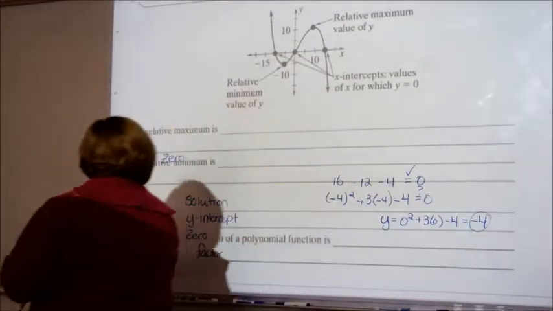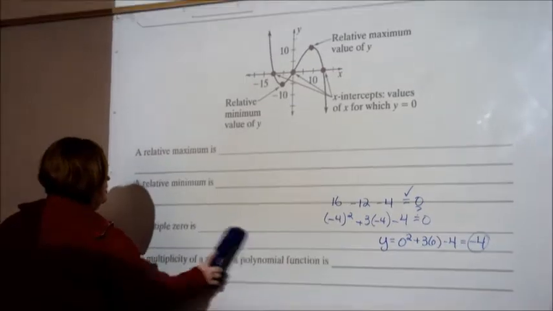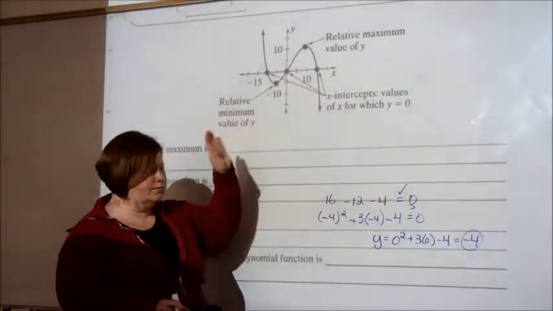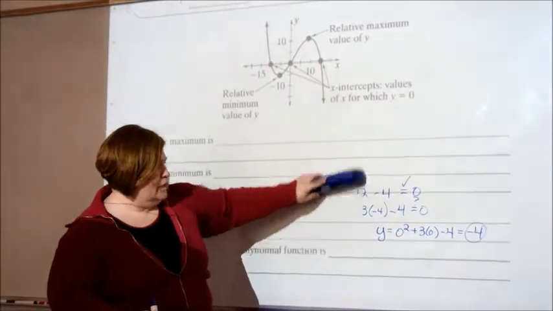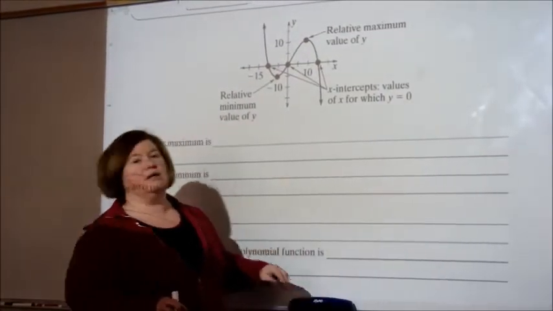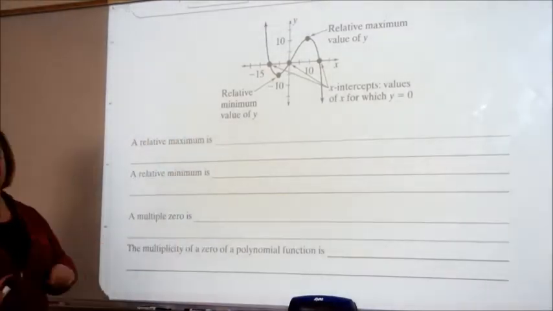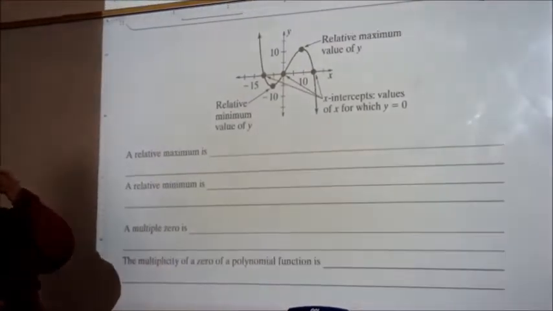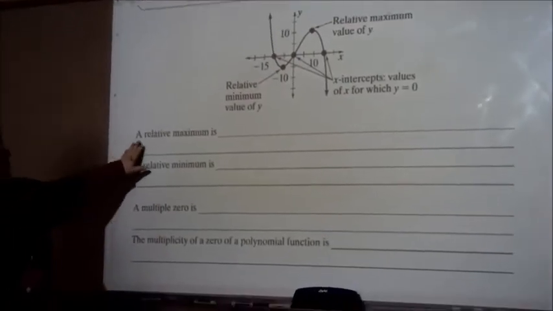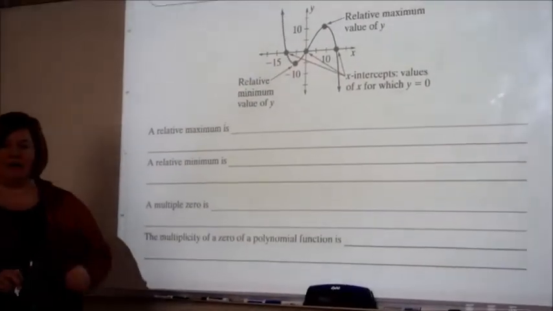So let's take a look at the graph of a polynomial. Remember when we were talking about quadratics, it was just like a U shape, and it either opened up or opened down, but a polynomial can go up and down several times. So there are different parts of the graph of the polynomial that we need to talk about. The first one is a relative maximum.